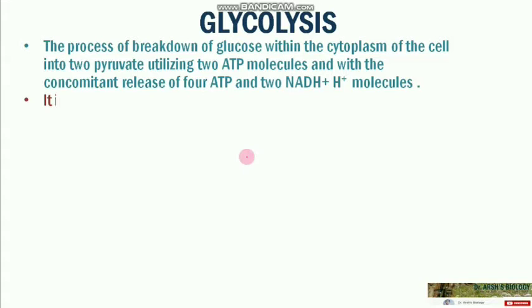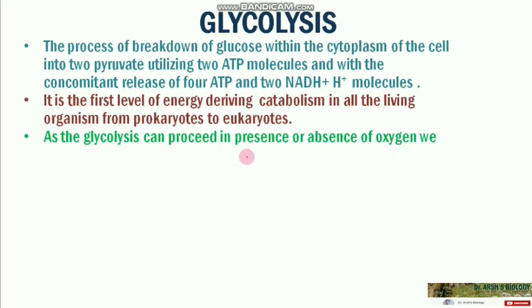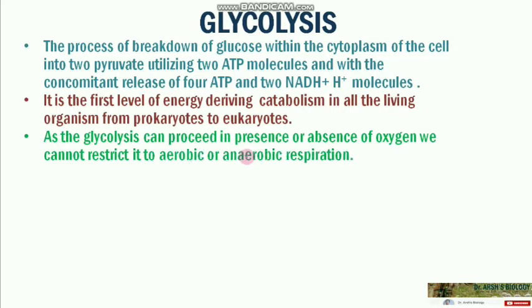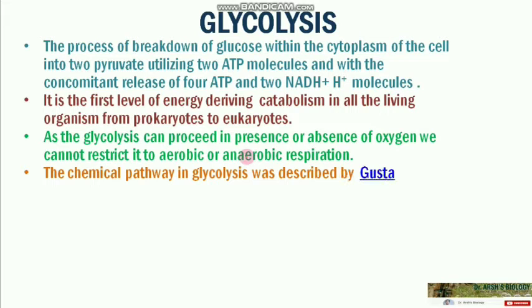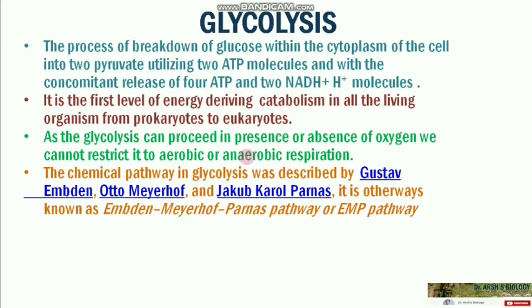We can see that it is the first level of energy deriving catabolism in all the living organisms from prokaryotes to eukaryotes. As glycolysis can proceed in presence or absence of oxygen, we cannot restrict it to aerobic or anaerobic respiration. The chemical pathway in glycolysis was described by Embden, Meyerhof and Parnas. It is otherwise known as the Embden-Meyerhof-Parnas pathway or EMP pathway, in respect of them.